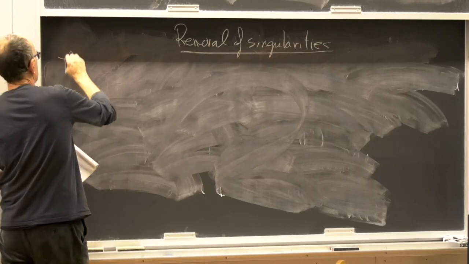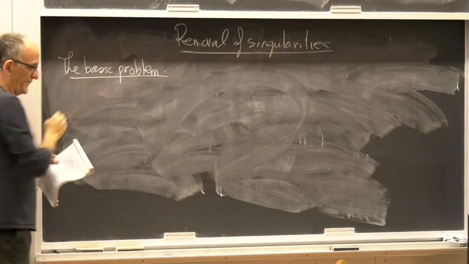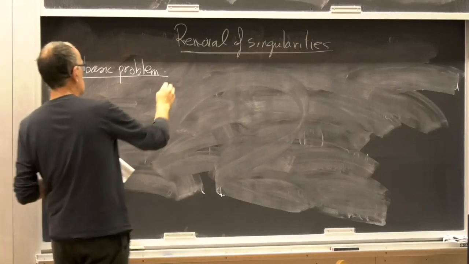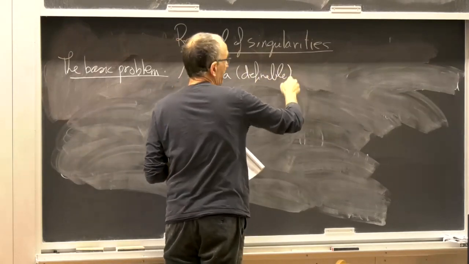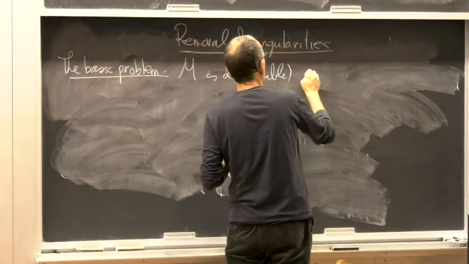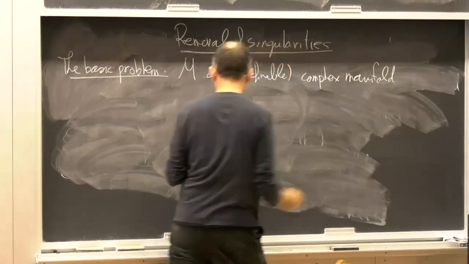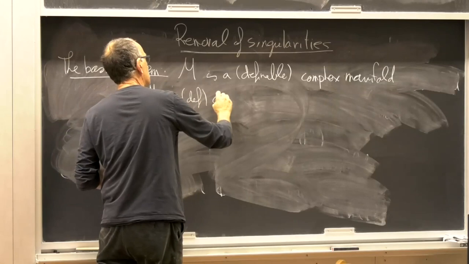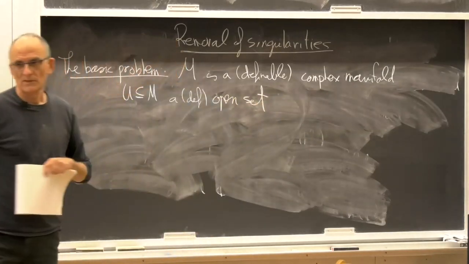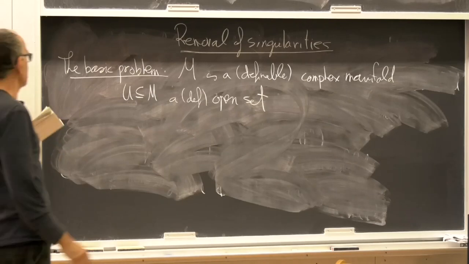So what is the basic problem? Assume M is a definable complex manifold, no assumptions. I will only look at definable, but the problem makes sense in general. U in M is a definable open set. The open set could be obtained by removing a point, could be obtained by taking a disk, could be obtained by removing something else closed from M, but it's an open set.